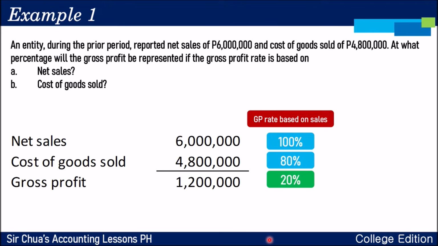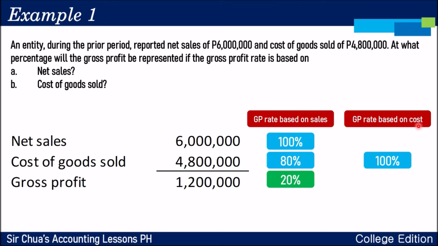Now, what about the gross profit rate based on cost? Now, kung titignan nyo mabuti yung phrase, the gross profit rate is based on cost. Saan daw po nakabase? Sa cost. Dahil sa cost siya nakabase, your 100% at this point of your analysis would be at the cost of goods sold, 100%. Ang 100% natin, ang base natin, nasa cost. So, since ito ang 100% natin, paano ang gagawin natin? 1,200,000 divided by 4,800,000. Yun po yung 25% naman siya kasi based on cost na siya.